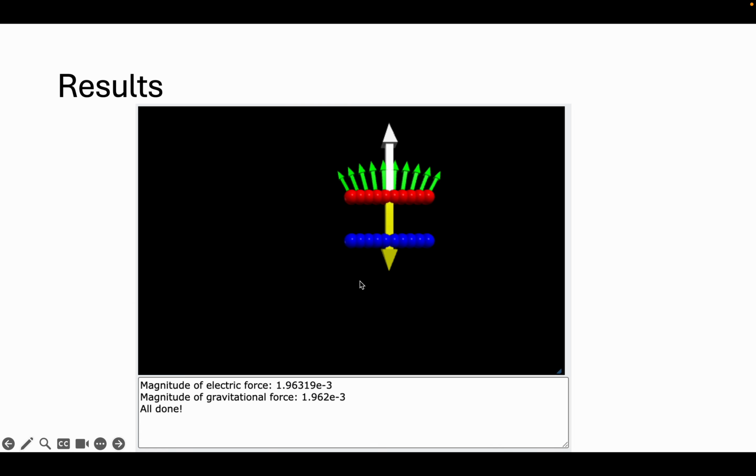as yellow arrows. And results: you can see that from both numerical and visual representation, the electric and gravitational force magnitudes were equal, and you can see the electric field applied on the top tape as well.